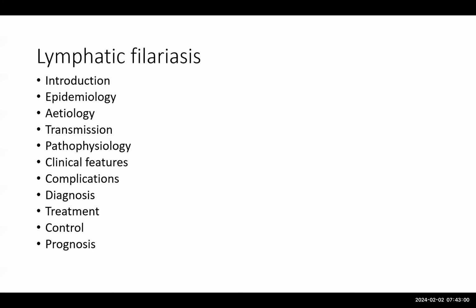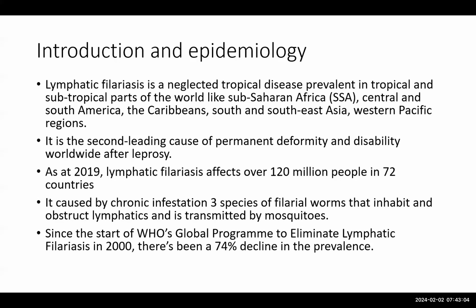I will try to give a brief overview of lymphatic filariasis. I think last week we talked about neglected tropical diseases. So it is one of the neglected tropical diseases. It's found mainly in tropical and subtropical parts of the world. So sub-Saharan Africa, Central, South America, the Caribbean, Southeast Asia, Western Pacific. It is the second leading cause of permanent deformity and disability after leprosy. So this is huge, right?